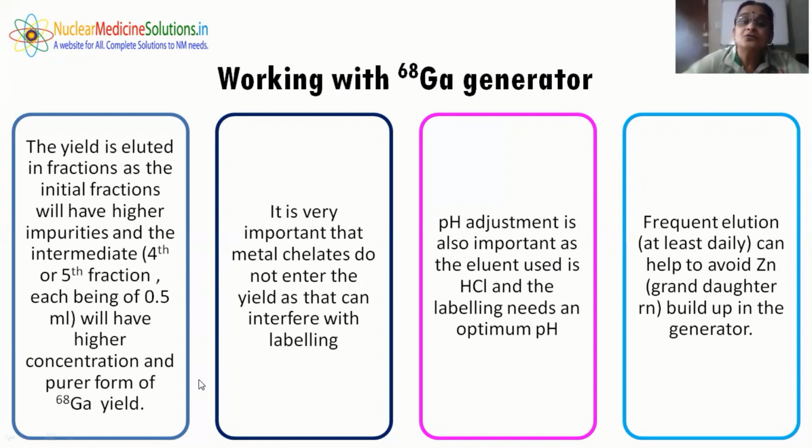Now, it is very important to take precautions that these metal chelates do not enter the yield, and that is why the initial fractions should not be used for labeling. That can interfere with the labeling, because gallium-68 labeling has the basic requirement of avoiding metallic chelate possibilities along with the impurities, and this is what we don't want, so that becomes the undesirable impurity which goes even inside the patient's body, and that will only increase the exposure without any benefit.